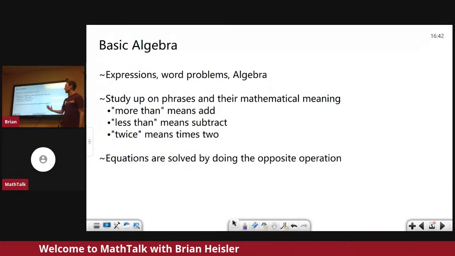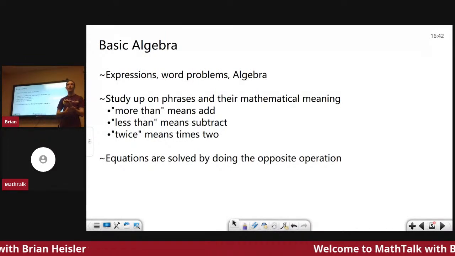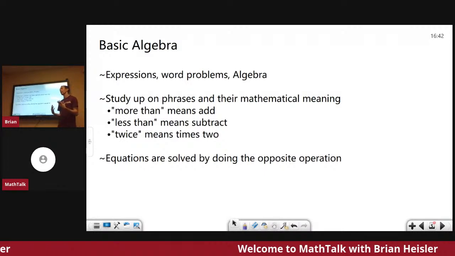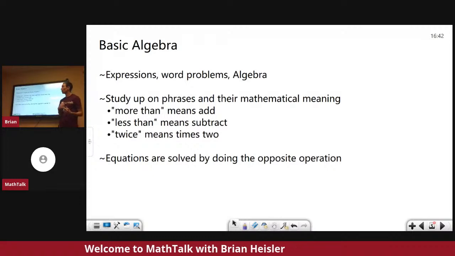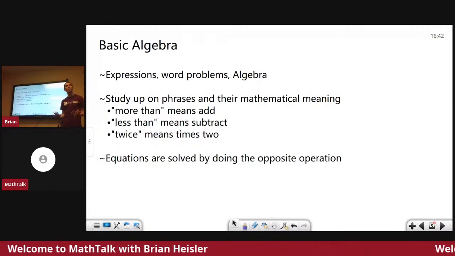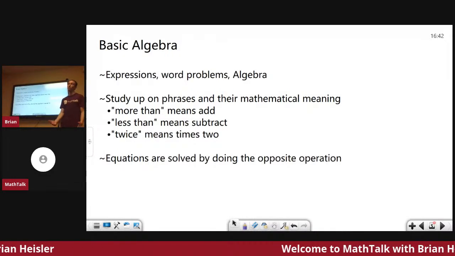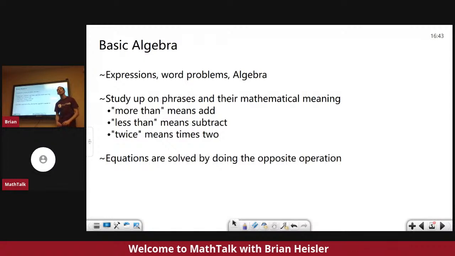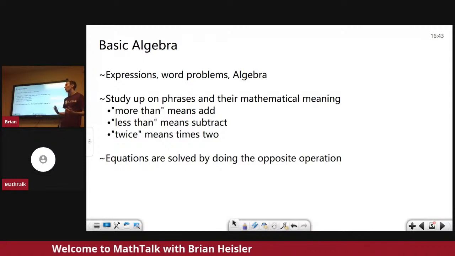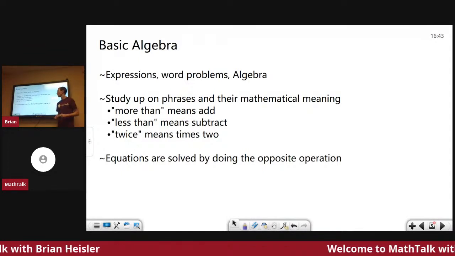All right, so we're going to move on to basic algebra. So basic algebra, the things that you're going to see in that content area are things like expressions and how to write expressions. You're going to see word problems, how to solve word problems using equations, inequalities, things like that. And then, of course, algebra. You're going to have to solve equations. You're going to have to solve quadratic equations. And so knowing how to approach those problems is going to help you with this content area.